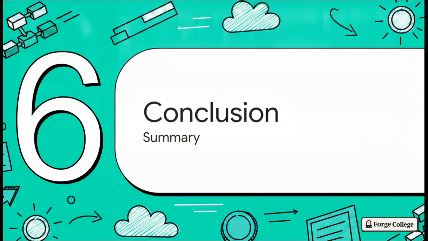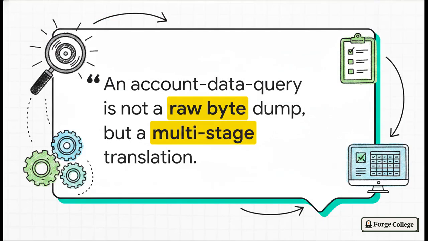All right, let's wrap this all up with a quick conclusion. If you take only one thing away from this entire explainer, let it be this idea. An account data query is not just a raw byte dump, but a multi-stage translation. We travel all the way from discovery, to decoding, to validation, and finally to presentation. Mastering this flow is what separates a fragile application from a truly robust, production-ready Web3 API. But I want to leave you with a thought to chew on. As the network scales up to millions of transactions a second, how is your API going to handle the lag between discovery and presentation? That is a very real challenge you'll need to solve next.